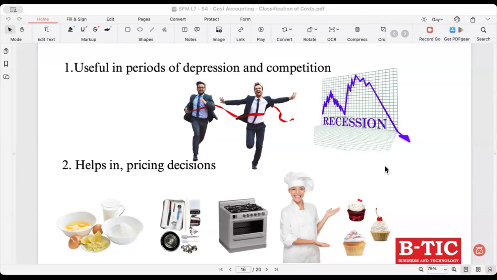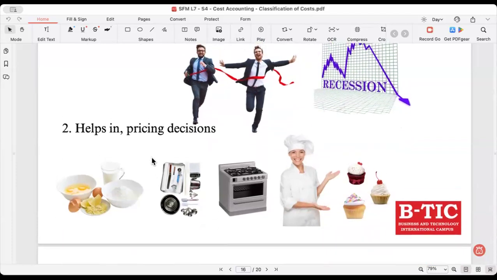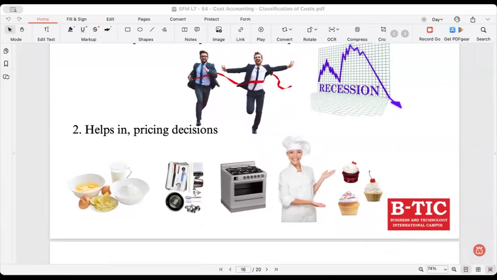Next, helps in pricing decision. So cost accounting helps in pricing decision. What does this mean? You know the economic law of supply and demand, right? Through cost accounting, they're able to analyze and determine the price of a product.